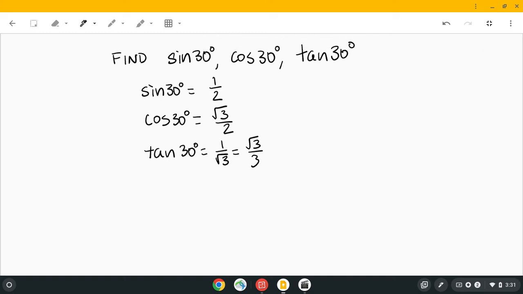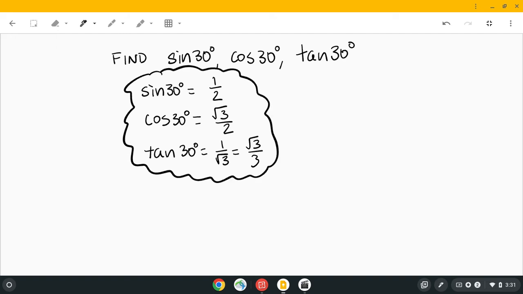Just like sine, cosine, tangent of 60 degrees, I want you to memorize these ASAP.